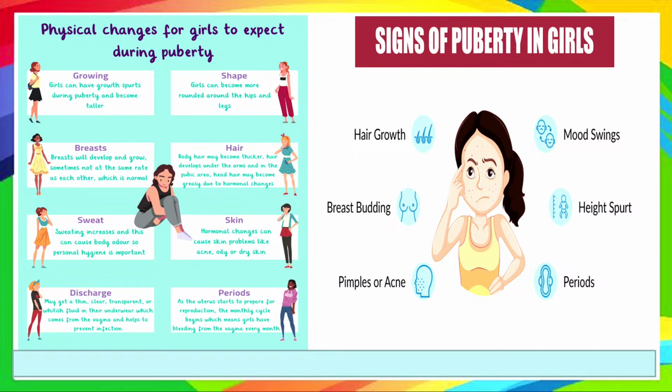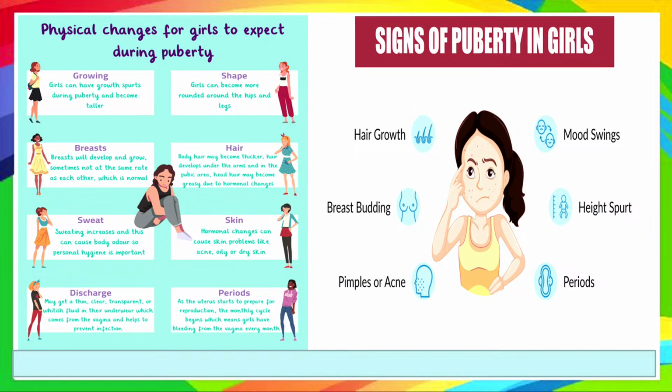They will start periods as well in this stage, as the uterus starts to prepare for reproduction. Reproductive maturity will come now and the monthly cycle will begin, which means girls will have bleeding from the vagina every month. We will talk about this in our next slide also.